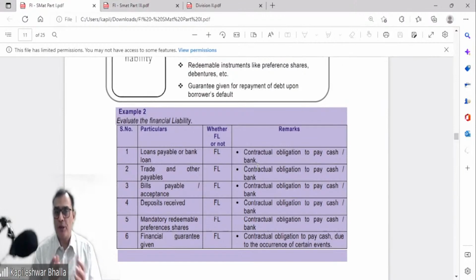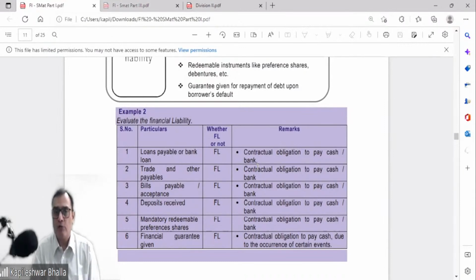If there is a financial guarantee which is given, this is again a financial liability. But you would say, sir, the financial guarantee may or may not get triggered. Because in this particular case, let's say a company has taken a loan. If a company has taken a loan and fails to pay the loan to the banker, my company might have issued a guarantee to the bankers and told them that if he doesn't pay, I'm liable to pay.